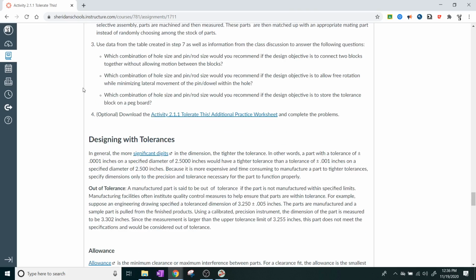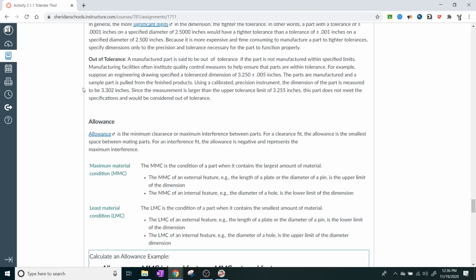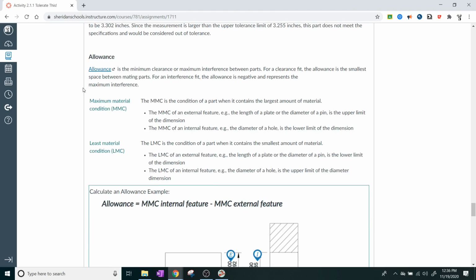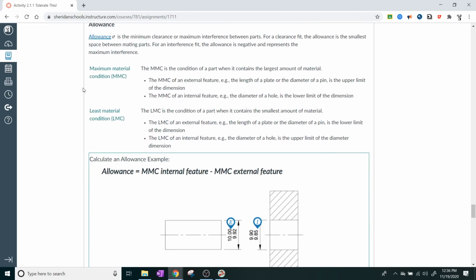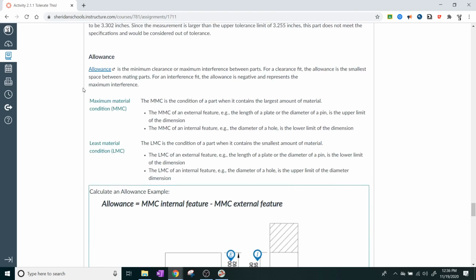So there's some more questions to answer whenever we get down to here. Let's see here. I think there was one more thing that we wanted to do. Okay, yeah, the MMC and the LMC. Sometimes you're going to see the words MMC and LMC. MMC stands for maximum material condition, and that is the condition of a part when it contains the largest amount of material. And the least material condition is going to be the condition of a part when it contains the least amount of material.